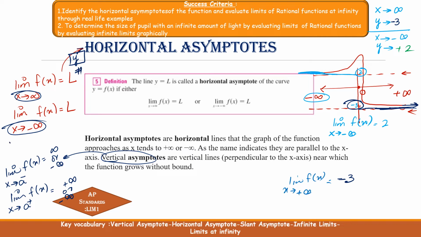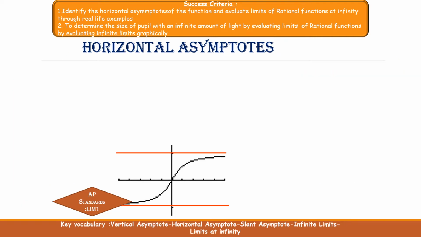Whereas in a vertical asymptote, x is approaching a number, whereas the y value is infinity or negative infinity. Look at the graph: can you write the expressions, or the limit equation, to express this graph? Yes, I can write it. How will I write it?